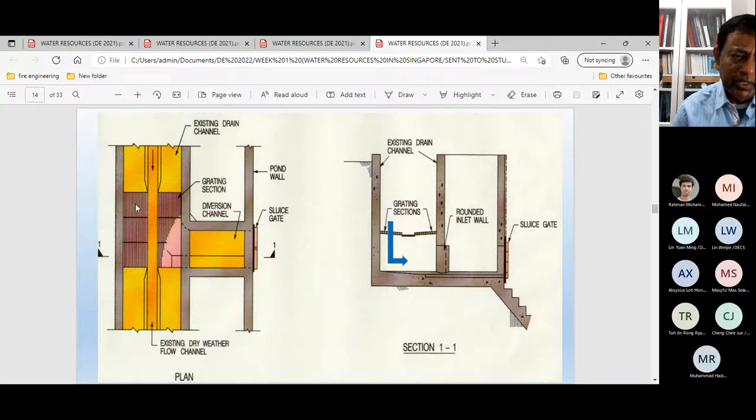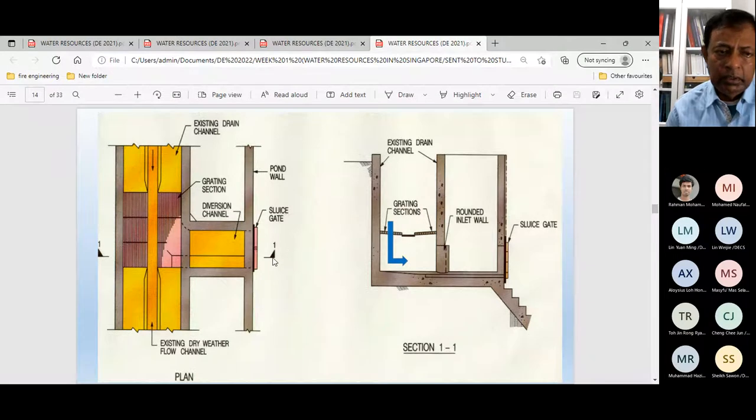Anything more than that, when there is heavy rain, you will find these gratings will permit the water to flow down, and then it will be transported through another channel like this, entering into a holding pond. This is the detail of a diversion channel, which diverts the water due to rain by passing it through the porous gratings here. The water falls through and is brought to the holding pond.